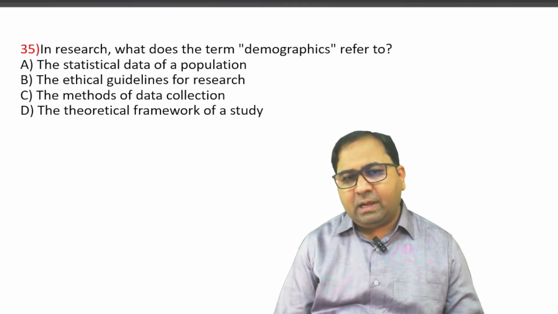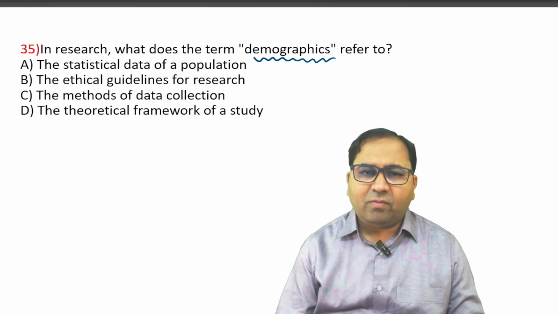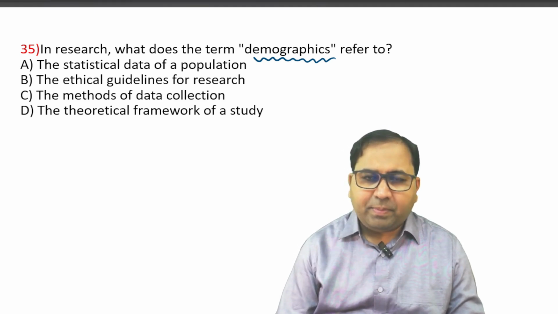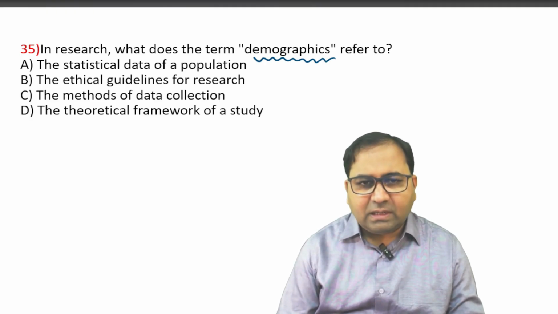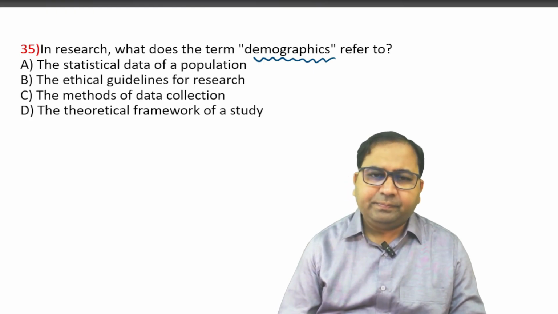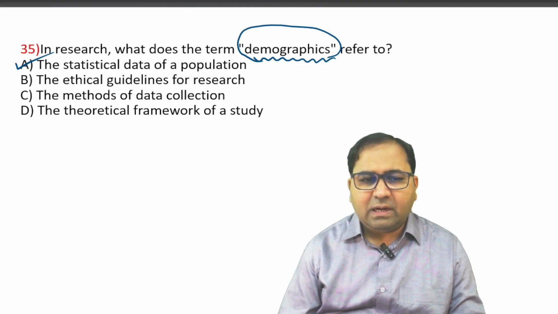Next question. In research, what does the term demographics refer to? Options are A, the statistical data of a population. B, the ethical guidelines for a research. C, the methods of data collection. Or D, the theoretical framework of a study. Option number A, the statistical data of a population.